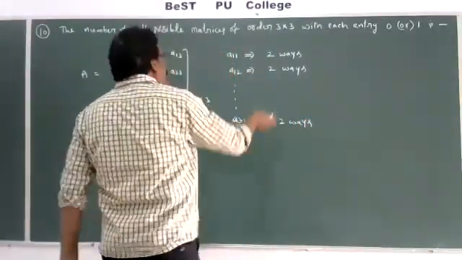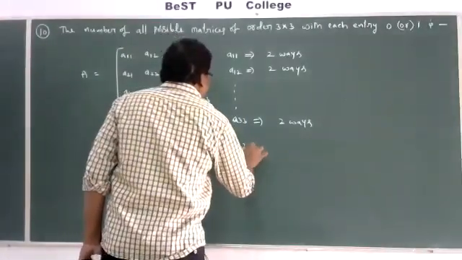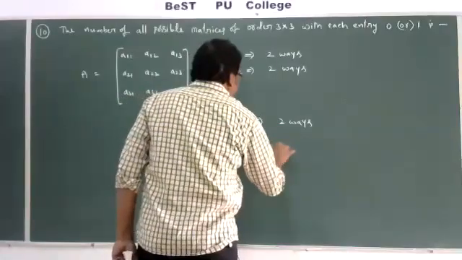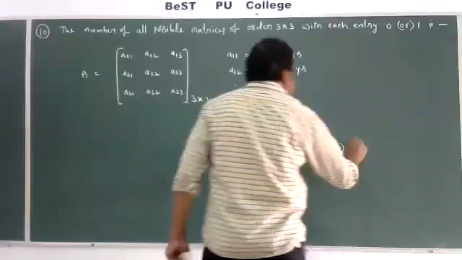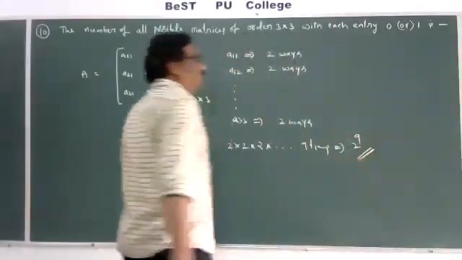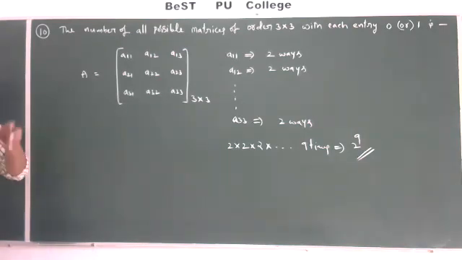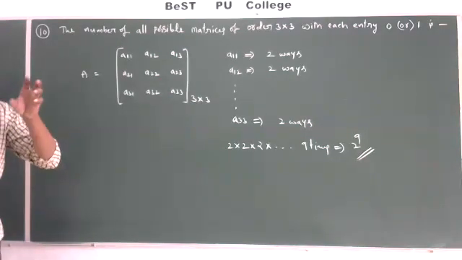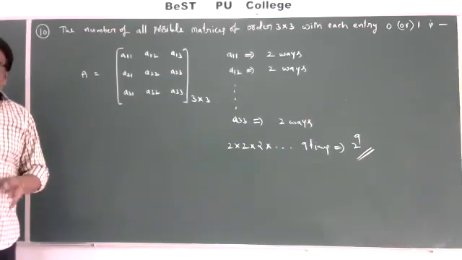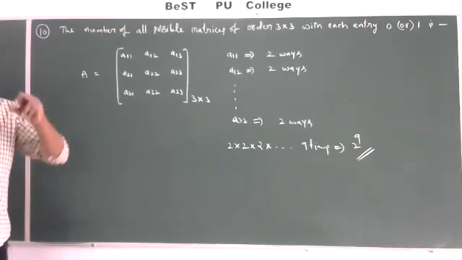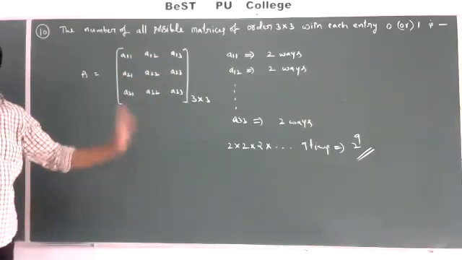That is how many 2 ways? 9 2 ways. That is 2 into 2 into 2 into and so on, 9 times. That implies 2 power 9 is the answer. 2 power 9 different 3 by 3 matrices we can construct by using either 0 or 1 in the places of this 3 by 3 matrix.